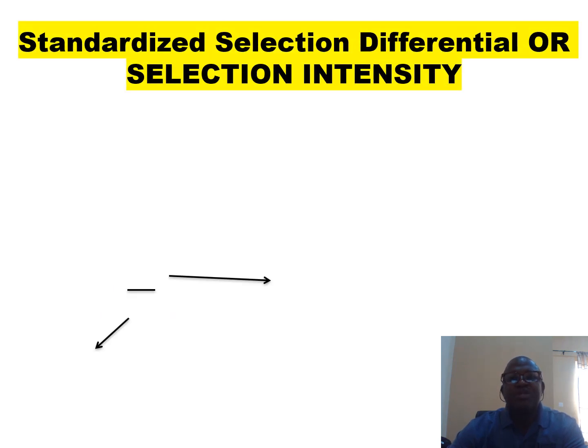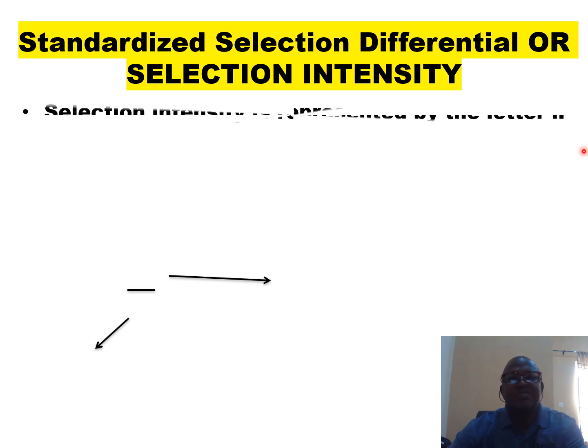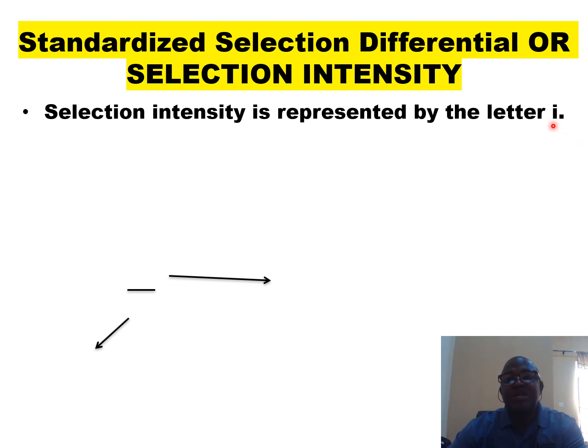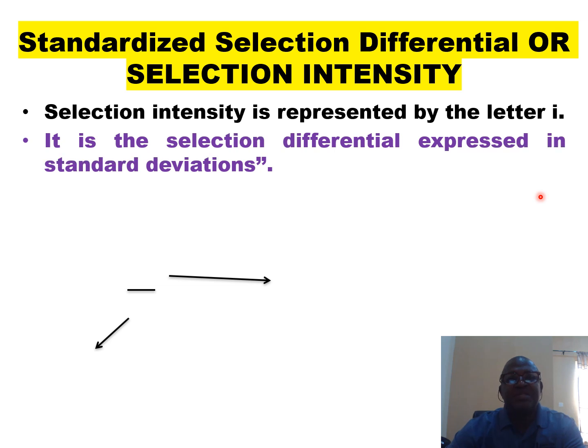This selection differential can be standardized, and when it is done, it is known as selection intensity or standardized selection differential. It is represented by the small letter i, and it is defined as the selection differential when it is expressed in standard deviation.